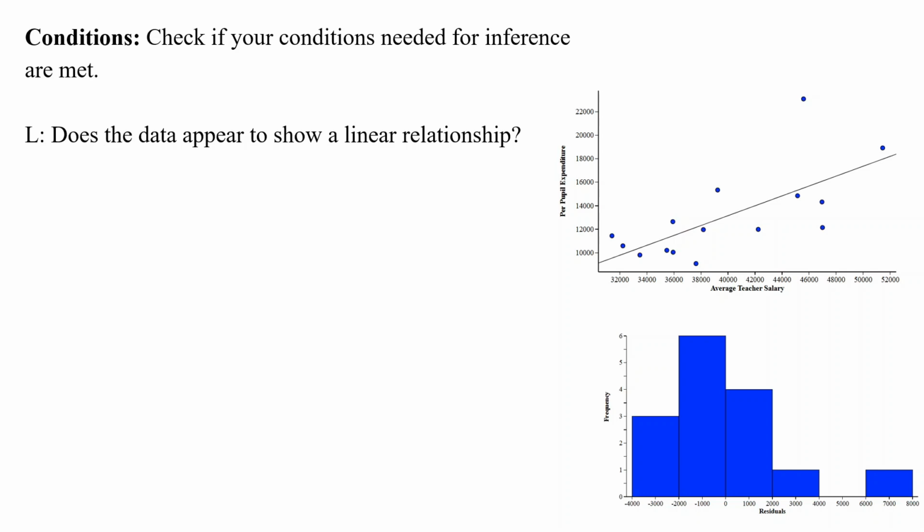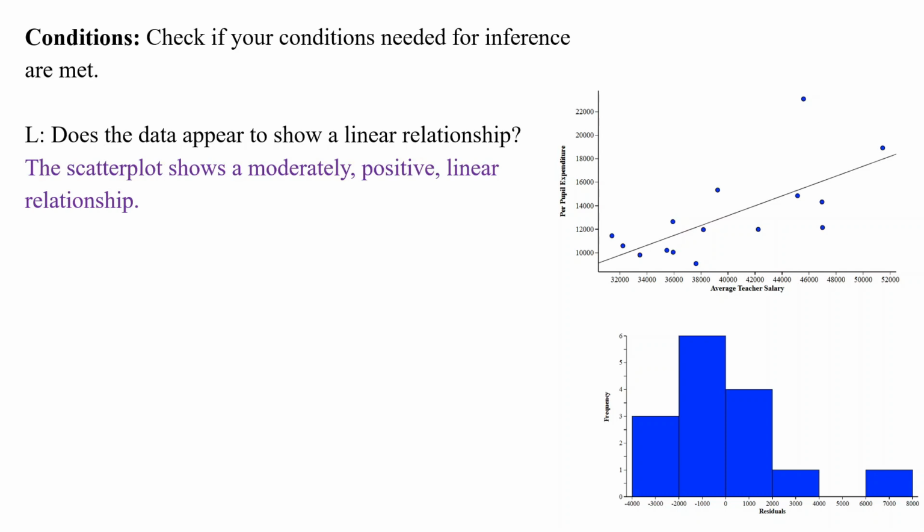So the first one is L, linear. Does the data appear to show a linear relationship? Now, if the data doesn't show a linear relationship, then we wouldn't be performing linear regression on it, right? That makes sense. So we would do a non-linear regression on it. But this condition needs to be met in order to perform linear regression. So look at the scatter plot for this. And we say the scatter plot shows a moderately positive linear relationship, right? We can see the points increasing as we move across the graph in a linear pattern.